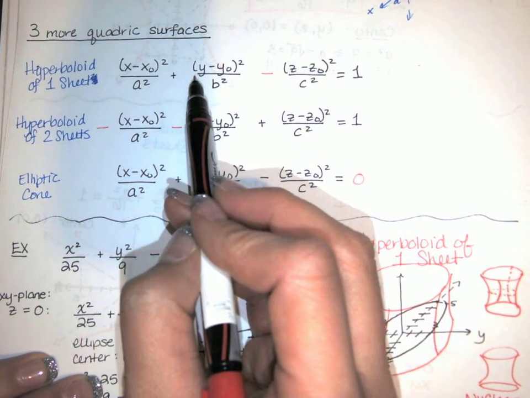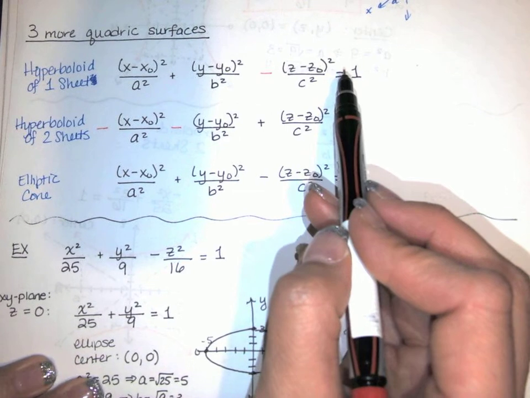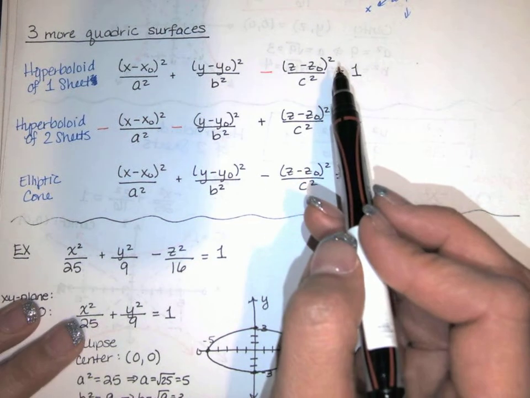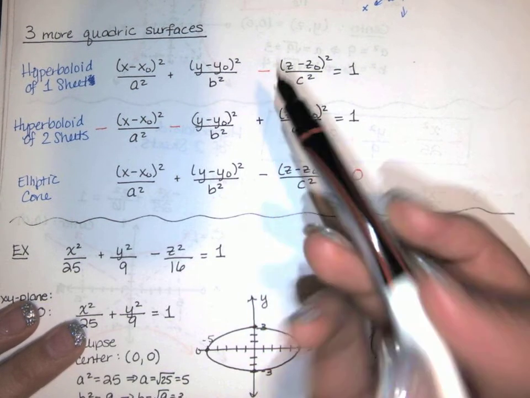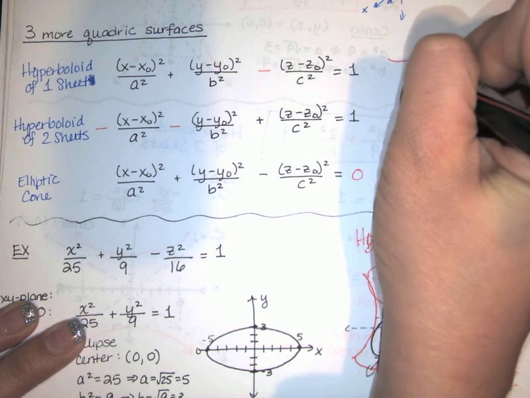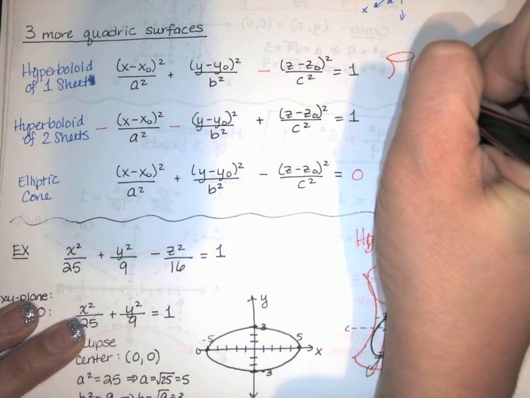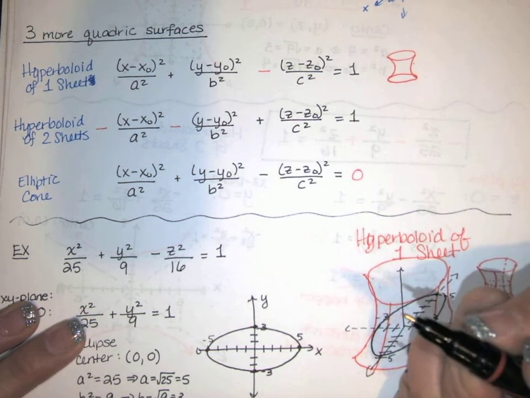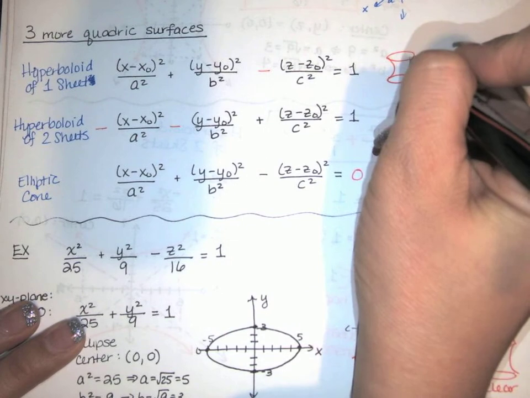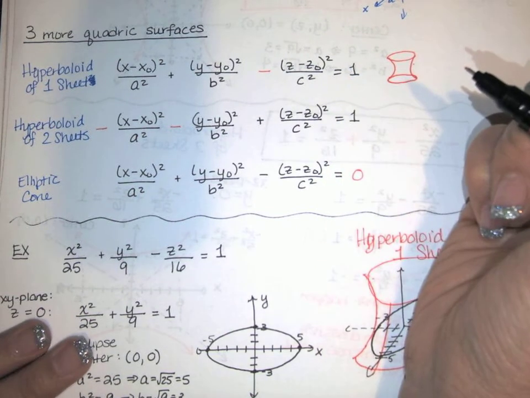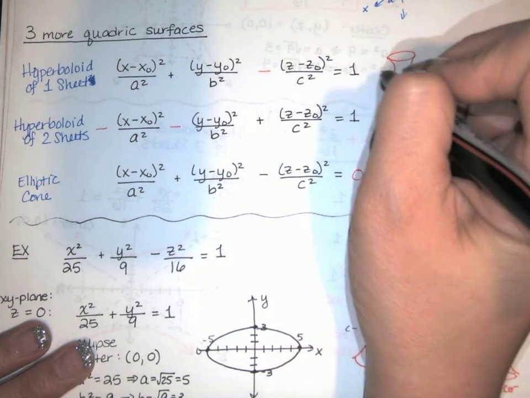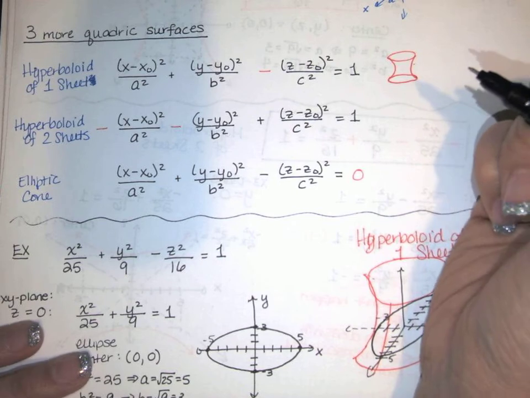If I've got two positives and a negative, and the right-hand side is 1, or it can be made to be 1 so that we can write everything in this form, we have a hyperboloid of one sheet. I think of The Simpsons, I think of the nuclear power plant. It's got hyperbolas for cross-sections in two planes, and then if I slice in another plane, I get an ellipse.